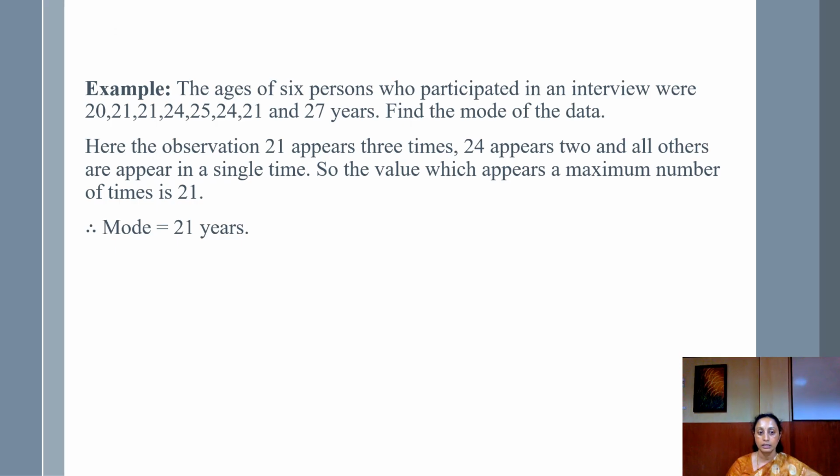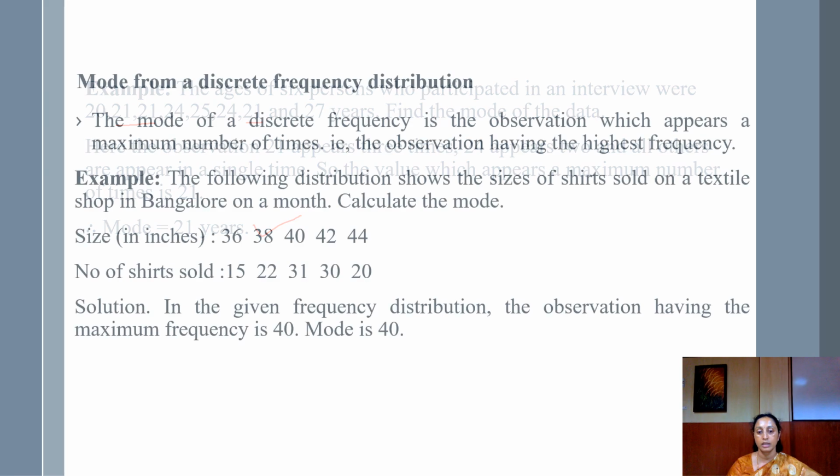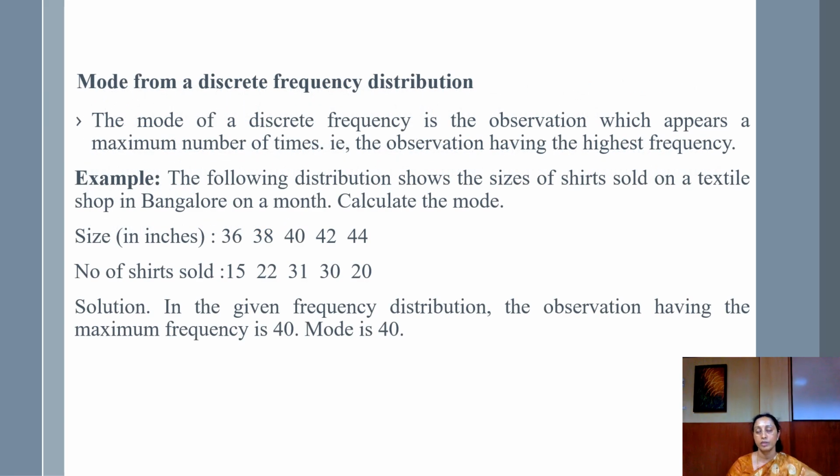Considering another example, the ages of 6 persons who participated in an interview were as follows. We want to find the modal value. If you see here, 21 is appearing the highest number of times. That is, 21 is appearing 3 times, whereas other data are appearing either 1 time or 2 times. Therefore, we say that the modal value is 21 years. The average value is 21 years.